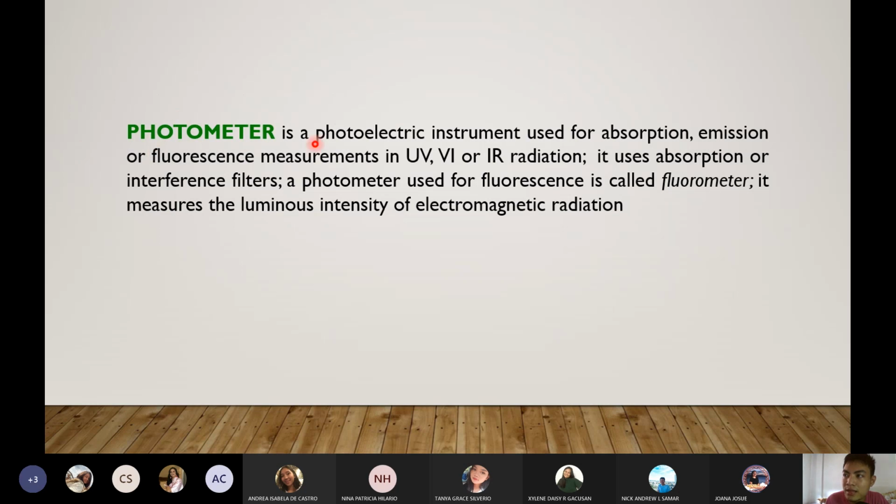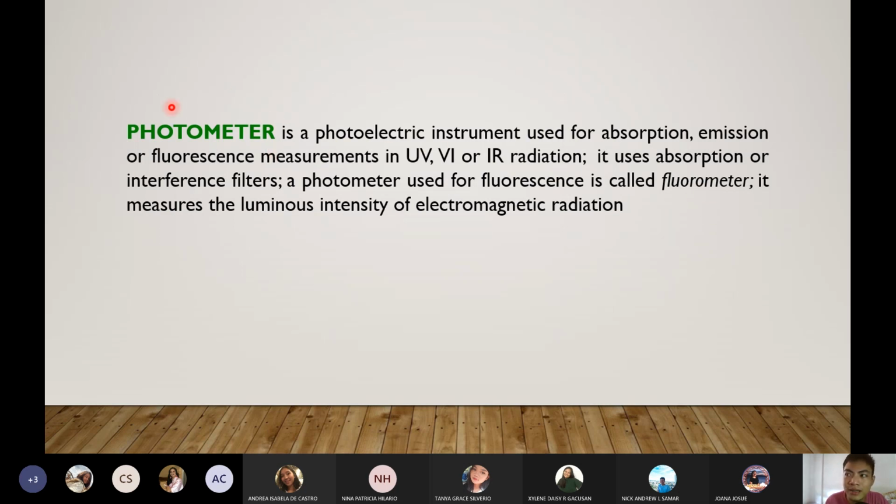Examples of photometers we use in the laboratory are UV, visible, or infrared radiation photometers. We also use photometers for fluorescent material. For example, the toy called a glow stick is a fluorescent material. It exhibits chemiluminescence, which is why it glows in color. There's also a photometer for that called the fluorometer.